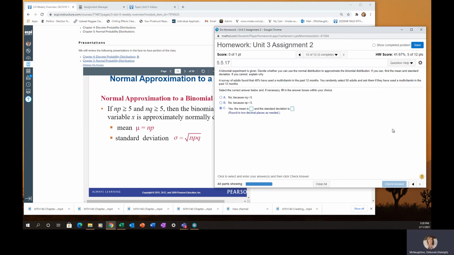And that is the end of chapter 5. So next we will be doing chapter 6 and chapter 7. So those are for unit 4. So you're now able to complete all of the homework for unit 3.